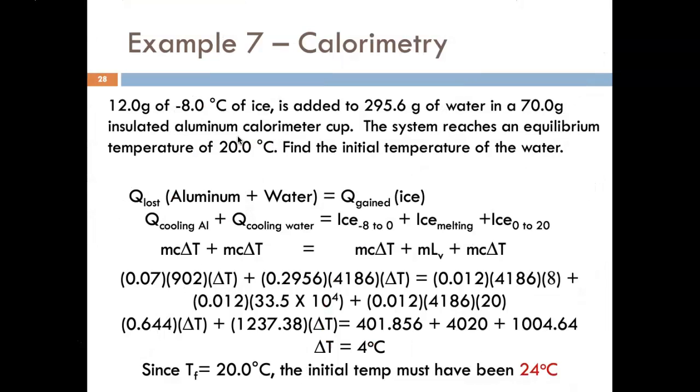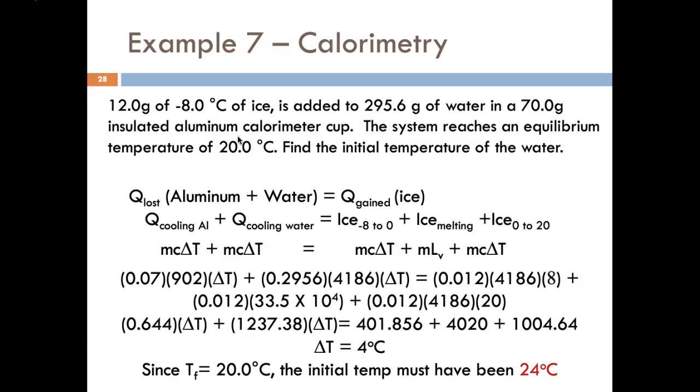Here's another one. If you do enough of them, they'll get easier and easier. Here we have 12 grams of ice added to water in a cup. So it's an aluminum cup, and they don't say ignore the aluminum cup, so we have to take that into account as well. The ice is going to get warmer. The water and the cup are going to get colder. The system reaches an equilibrium temperature of 20. Find the initial temperature of water.